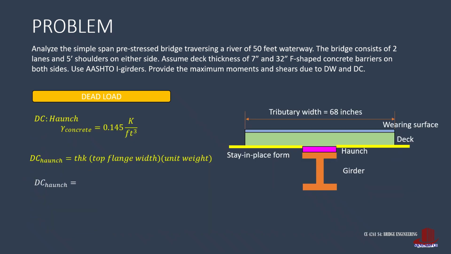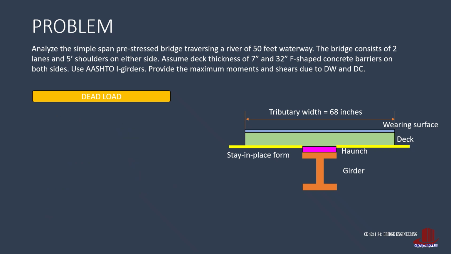DC of hunch is then computed as 1 inch thickness converted into feet, then the top flange width of 12 inches also converted into feet, then multiply the unit weight of concrete, which is 0.145 kip per cubic feet. DC of hunch is computed as 0.0121 kip per foot.